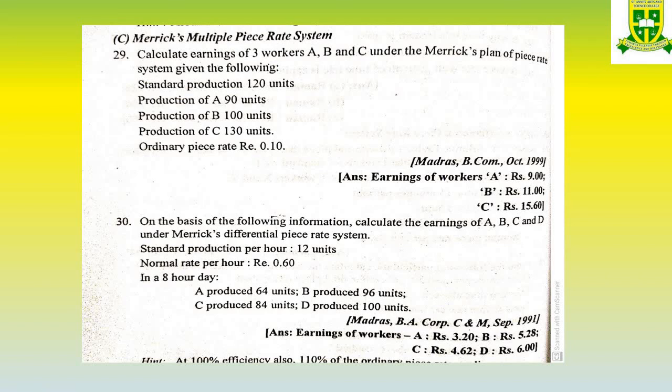In today's class, we have seen 2 models. One is Taylor's differential piece rate system and the other is Merrick's multiple piece rate system. These 2 models are very important because any one of the models can come under your 5-mark question. So go through the formula once again, apply the formula and do the sum, then only you can be clear with all the models. Then only it won't collapse for you.